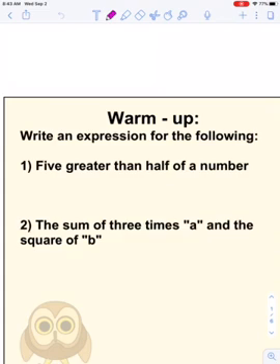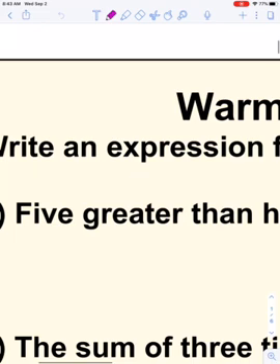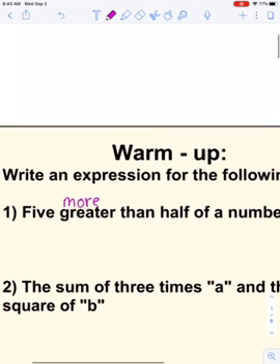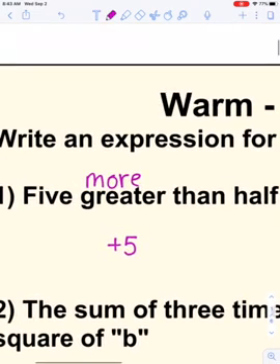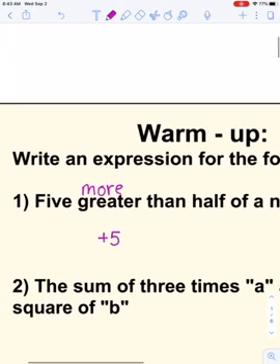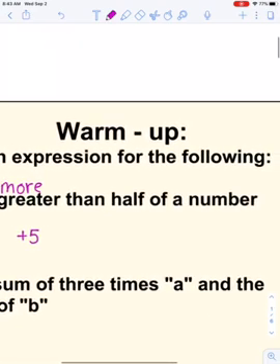So it says 5 greater than half of a number. So we're going to read the words and we're going to write the expression. 5 greater than is similar to saying 5 more than. So if you're thinking about 5 more than something else, that means you're going to be adding 5. We're not sure to what yet because it just says 5 more than or 5 greater than, so all we got so far is adding 5. We got to figure out what we're adding 5 to.